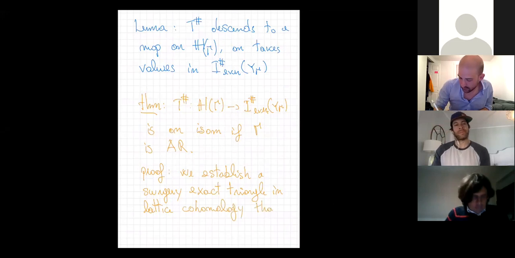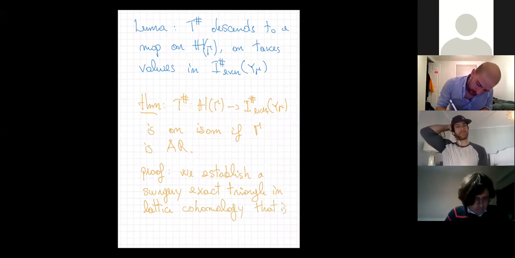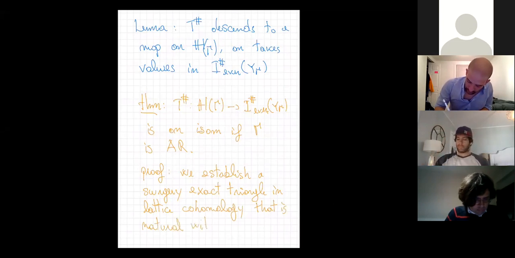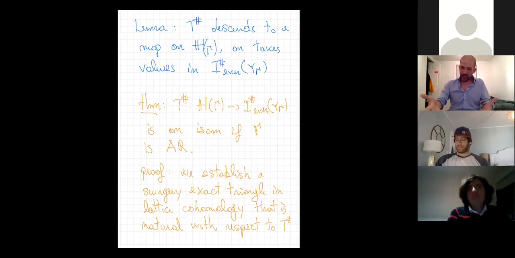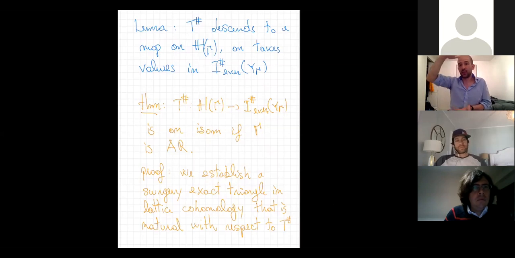That is natural with respect to T sharp, meaning that if you take the exact triangle in the analytic theory and the exact triangle we establish in the lattice homology setting, and then you take the T sharp maps in between the corresponding groups, then you get a commutative diagram with the top and bottom part of the diagram that are exact.